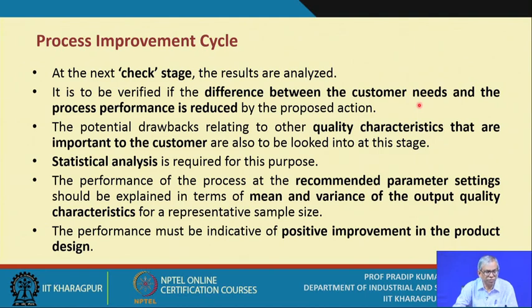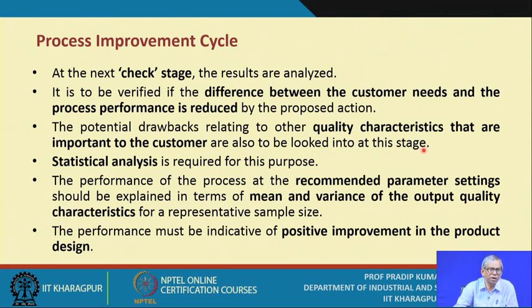And this product which you offer to the customer, actually the quality of this product is very much dependent on the process performance. So, there is a strong relationship between, say, the customer needs and the process performance. Okay. So, the potential drawbacks relating to other quality characteristics that are important to the customer are also to be looked into at this stage.